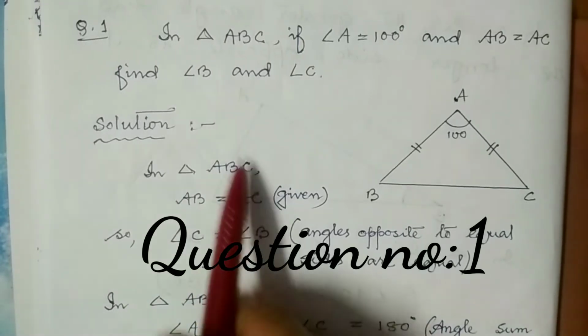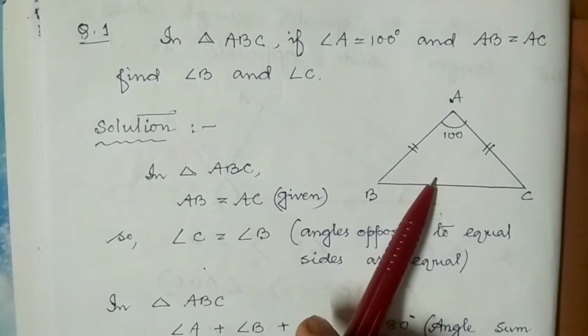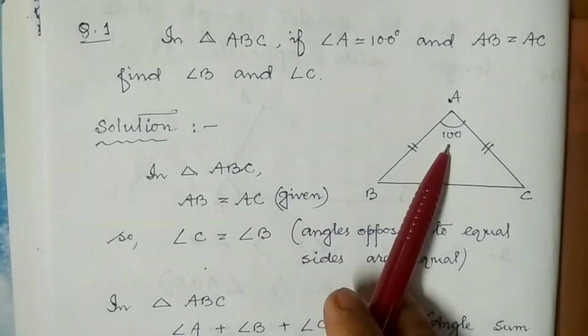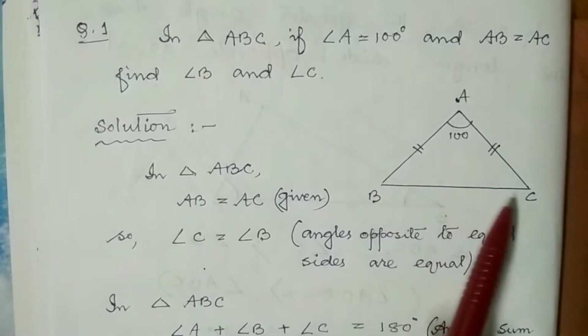Now suppose we are having one question like this. In triangle ABC, angle A equals 100 degrees, AB equals AC, and we are to find angle B and C.